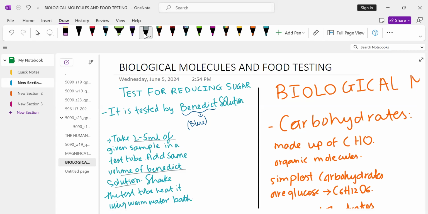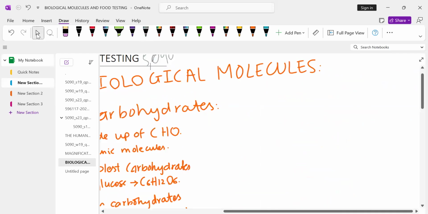This is the smallest, or you can say the shortest, chapter of O-levels biology. The code for O-levels biology is 5090. So let's get started. The first part of this chapter is biological molecules.